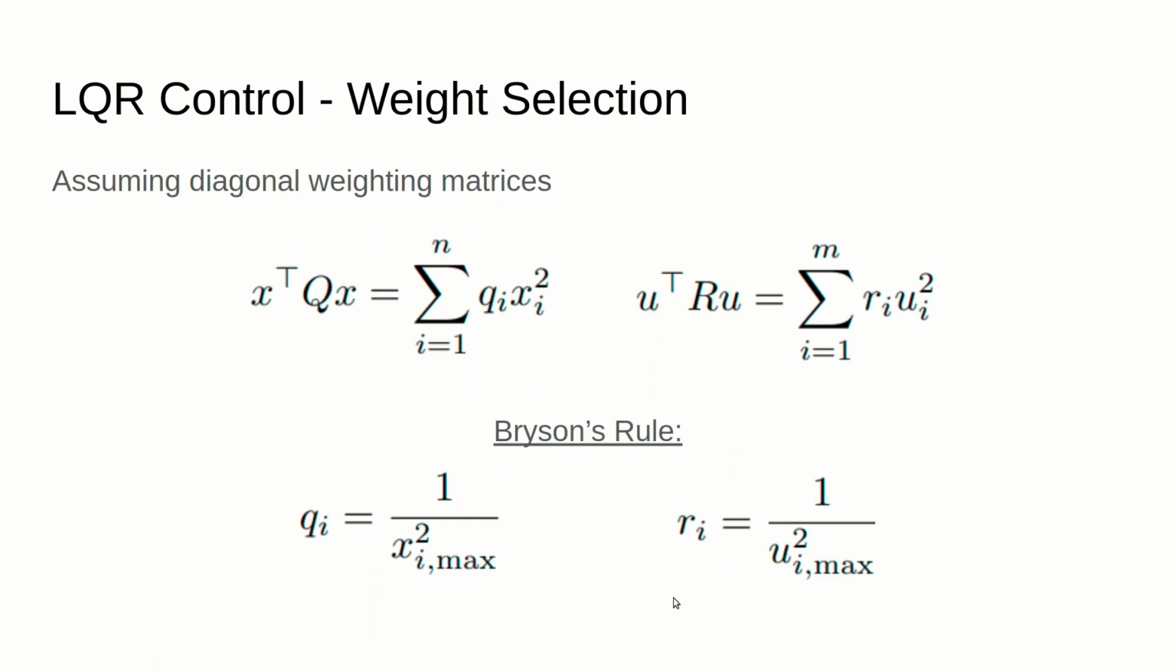Weight selection, by assuming diagonal matrices, we can use Bryson's rule, which says that if we make these diagonal terms in Q 1 over the square root of some desired maximum value as just a heuristic, then it helps us to kind of normalize all of these terms so that they appropriately influence the optimal solution of our model. So we'll be using this for our tuning cases.